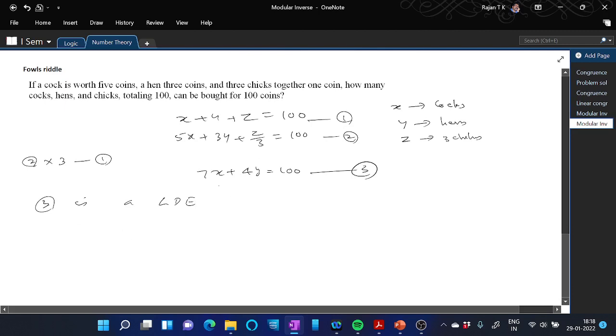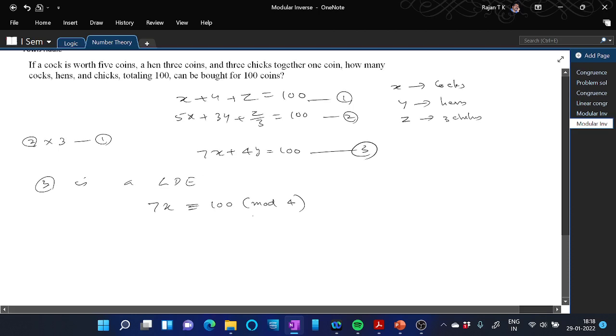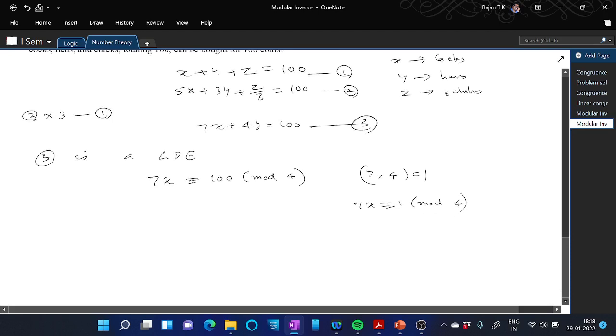It yields two linear congruences, of which one is 7x ≡ 100 mod 4, and the other one is 4y ≡ 100 mod 7. Here 7 and 4 are such that (7, 4) is equal to 1, and therefore it has a unique solution, and that solution is obtained by multiplying by the inverse of 7, because 7 is invertible modulo 4.